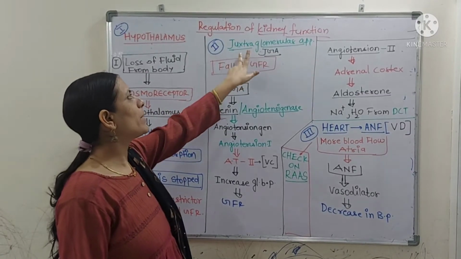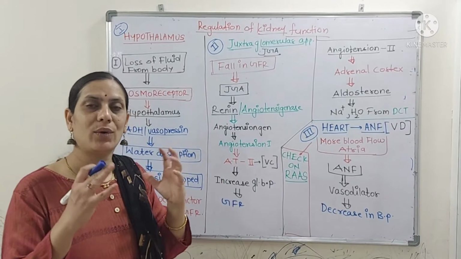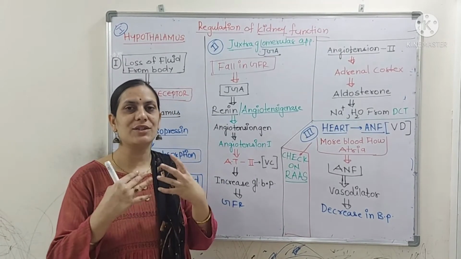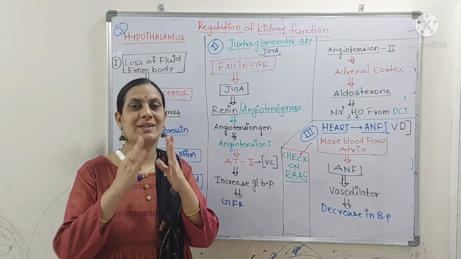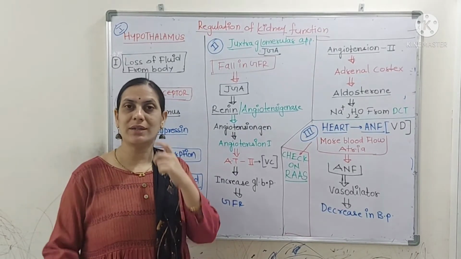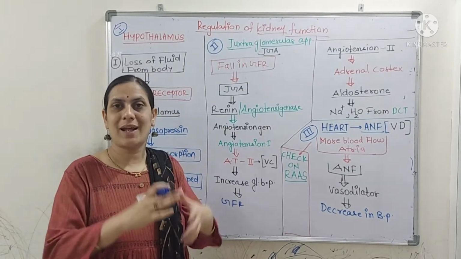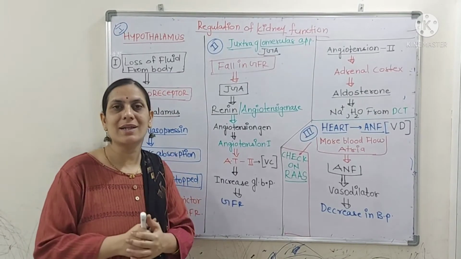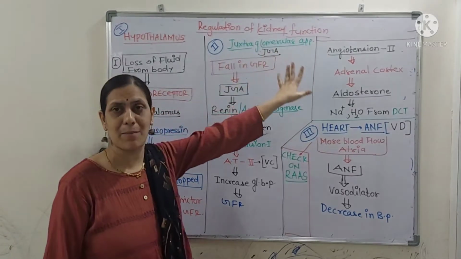that regulation is done by the juxtaglomerular apparatus, JGA we call it. And what exactly is this juxtaglomerular apparatus? It is a sensitive area formed when two structures, the afferent arteriole and the DCT, come in close contact with each other. At that time some modification occurs in the cells and a sensory area gets created. You can call it the JGA apparatus.